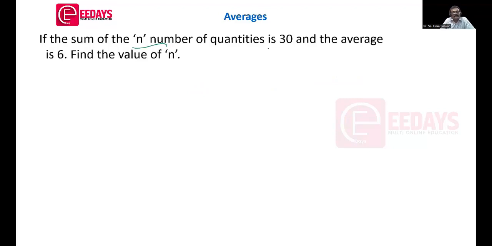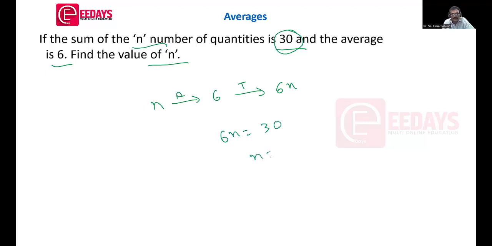If the sum of n quantities is 30 and the average is 6, find the value of n. See, sum of n number of quantities is equal to 30. The average is equal to 6. N numbers, average is equal to 6. What is the total? That is equal to 6n, or not. But according to this condition, what is the 6n? That is equal to 30. What is the value of n? 30 by 6. So that is equal to 5, which is the required answer.